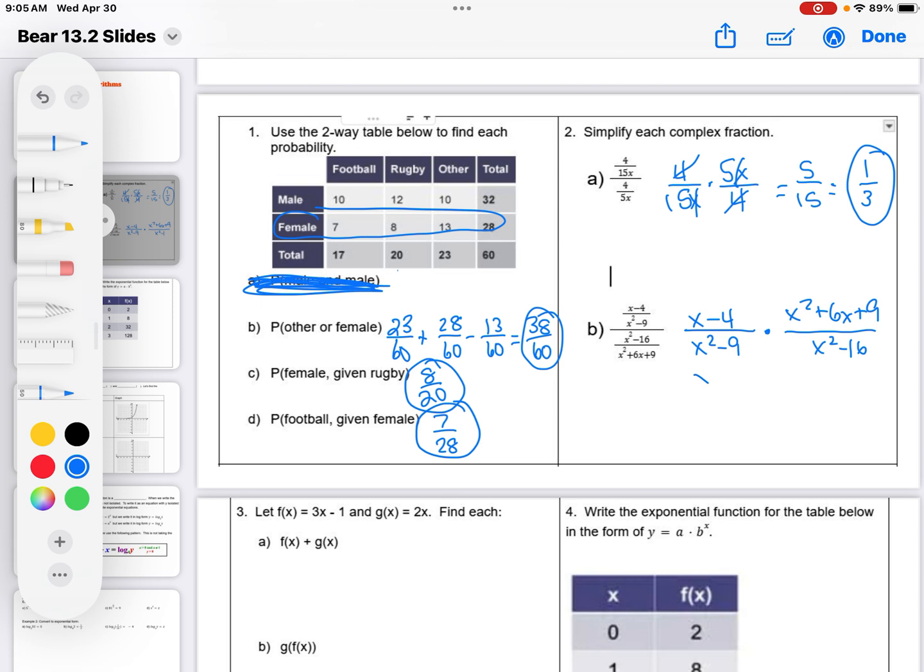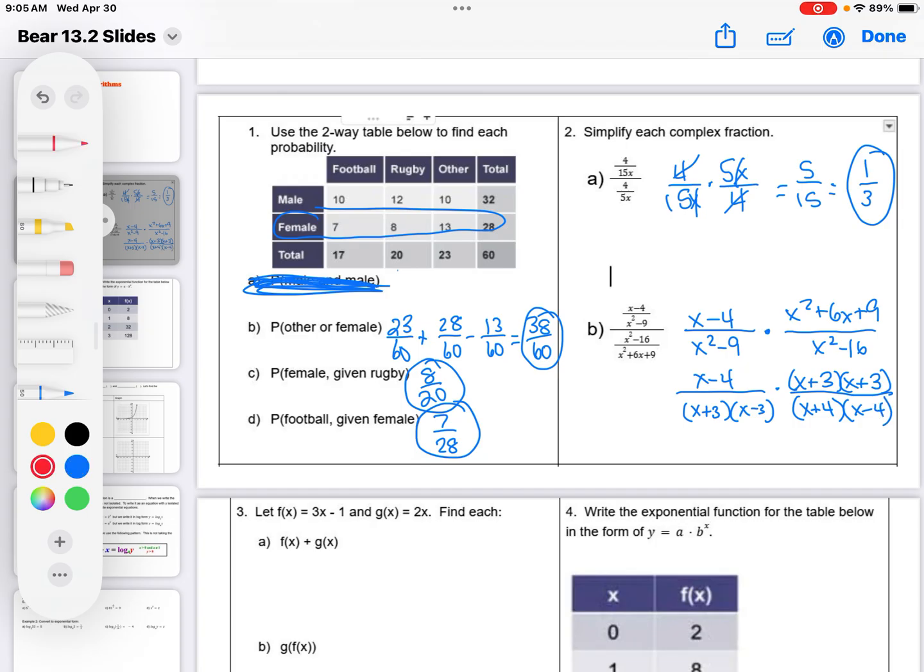Then I'm going to factor everything that can factor. So x squared minus 9 is x plus 3 and x minus 3. I'm going to use the ACB tree on the numerator of the second fraction. So what multiplies to 9 and adds to 6? Well, that's x plus 3 and x plus 3. And then x squared minus 16 is x plus 4 and x minus 4.